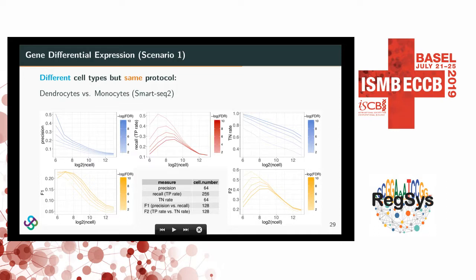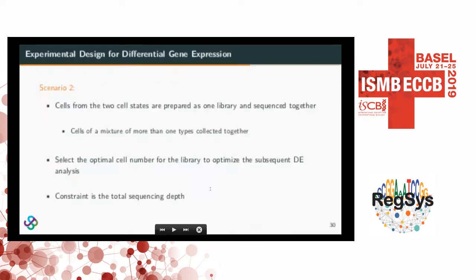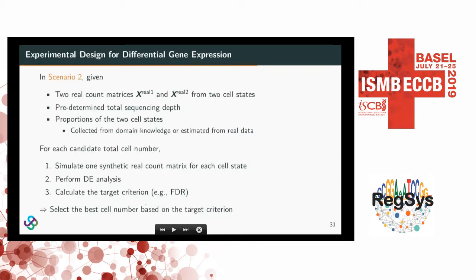That also makes sense. If we compare something more different, then we do not need so many cells. Okay, scenario 2. In here, we want to sequence 2 cells from 2 states together. So here, we only need to select 1 optimal cell number for the whole library, and the constraint is the total sequencing depth. So we still input 2 real count matrices, and we need a predetermined total sequencing depth for sure, and we will estimate the proportion of the 2 cell states.